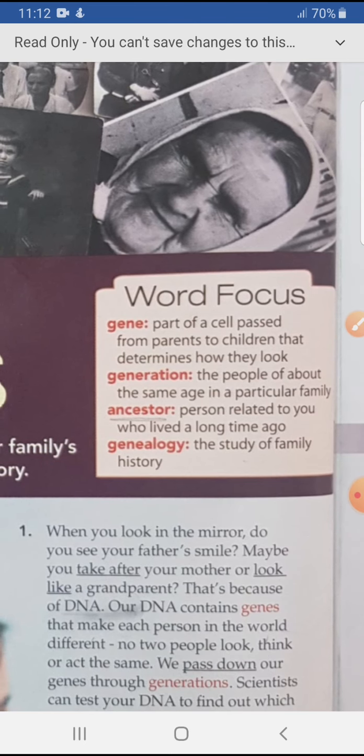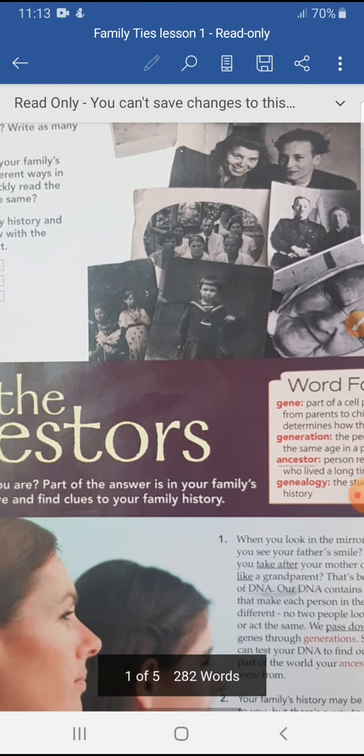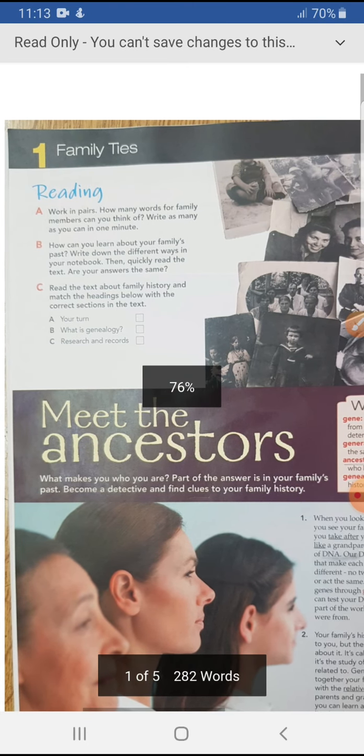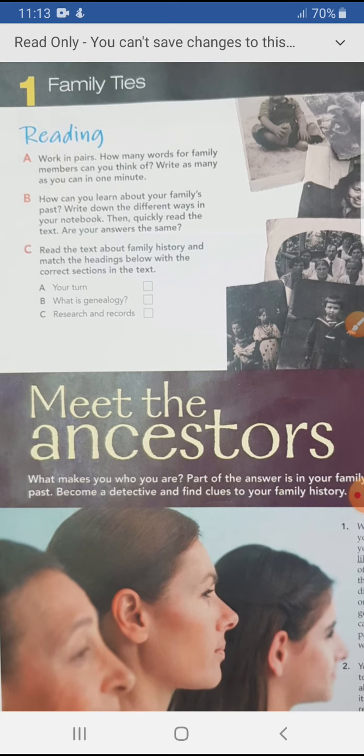Gene. Part of a cell passed from parents to children that determines how they look. Generation. The people of about the same age in a particular family. Ancestor. Person related to you who lived a long time ago. Genealogy. The study of family history. Now, let's read the text. Follow with me, please. Meet the ancestors.